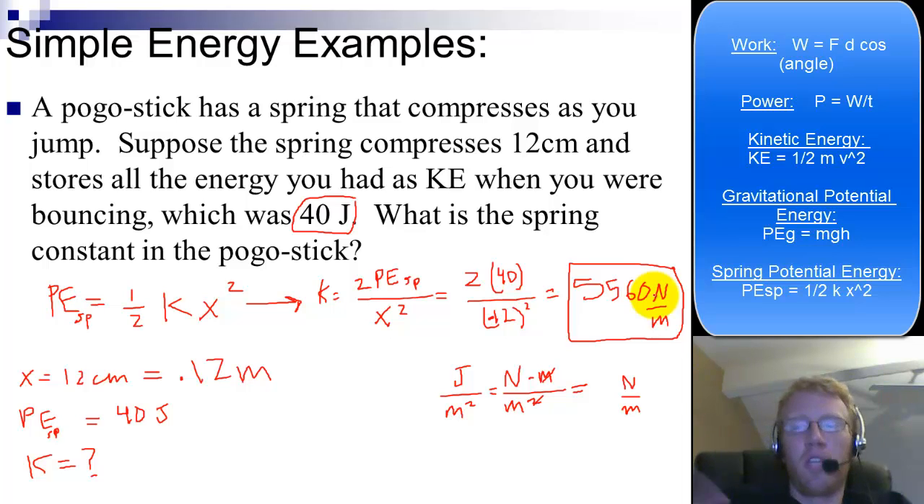So, when you jump on a pogo stick, it's only compressing like this much. So the full weight of your body is only compressing it this much. It's going to be a pretty stiff spring. So a spring constant in the thousands is a reasonable value for that.